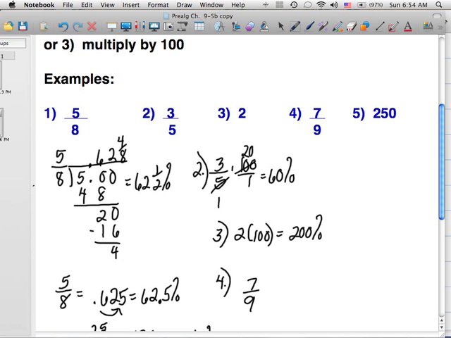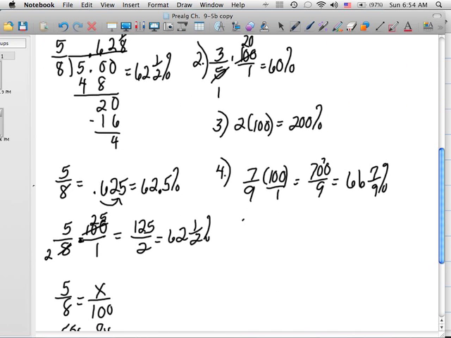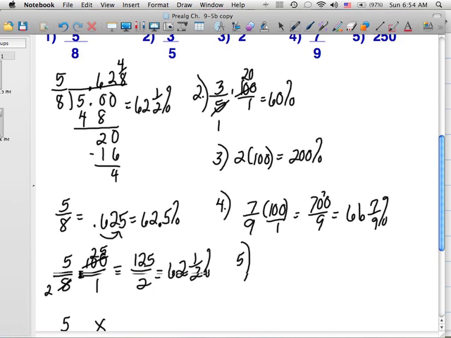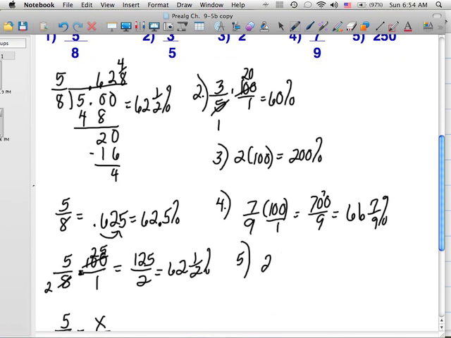7/9. Multiply by 100. So we get 700 over 9 and change it to a mixed number percent. 9 goes into 70 7 times, 63 with 7 left over. 9 goes into 70 6 times with 7 left over. So it's 66 and 7/9%. And the last one, actually multiplying by 100 seems to be the easiest way at the moment. 250 times by 100. That would add 2 zeros to the original number, so it's 25,000%.